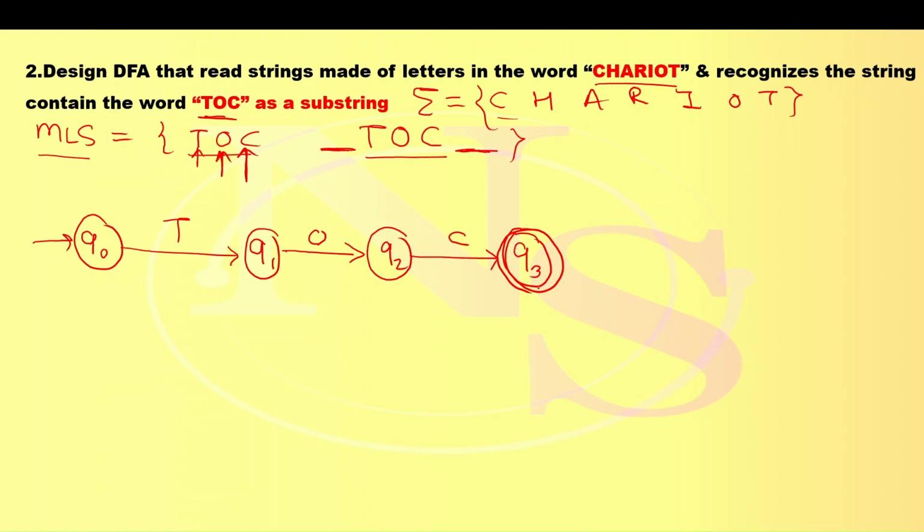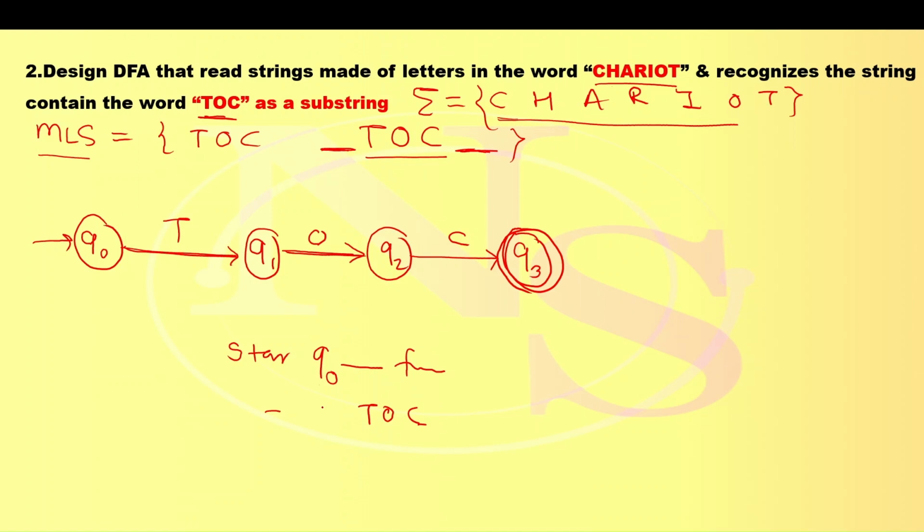Now as usual, once our condition gets satisfied, try to make the automata deterministic. How to make it? Same uniform method. From Q0 there is a transition for T, but transitions for other symbols C, H, A, R, I, O are missing. Only transition for T. Target state is Q0. How to reach Q0 from the starting state? Starting state is Q0 itself, so nothing will come here. How to reach the final state from Q0? I need to read TOC.